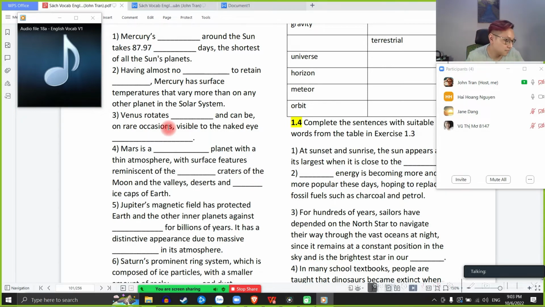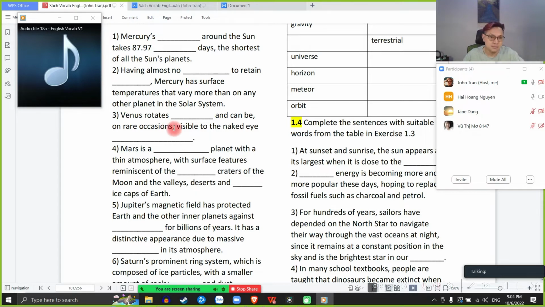Mars is the fourth planet from the Sun and the second smallest planet in the solar system, larger only than Mercury. Mars is a terrestrial planet with a thin atmosphere. Its surface looks like a mix between the craters of the Moon and the valleys, deserts and polar ice caps of Earth. Mars appears reddish in color due to the iron oxide on its surface. This makes Mars a distinctive red planet, easily recognizable among the astronomical bodies visible to the naked eye.